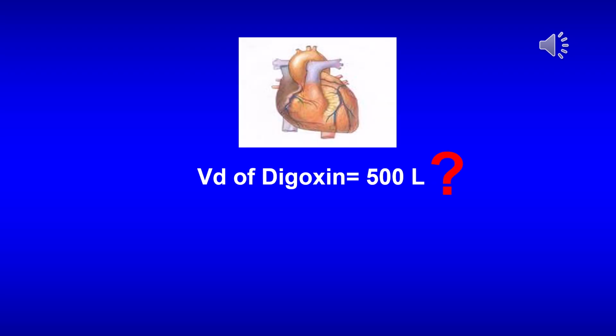Digoxin has an apparent volume of distribution of approximately 500 liters. This high VD suggests that digoxin extensively distributes into body tissues, far beyond the total body water of 42 liters. The large VD indicates that digoxin is highly bound to tissue proteins, particularly in the heart and skeletal muscles, which is why it is effective in treating heart conditions. Understanding the VD of drugs like digoxin is crucial for proper dosing and therapeutic monitoring.